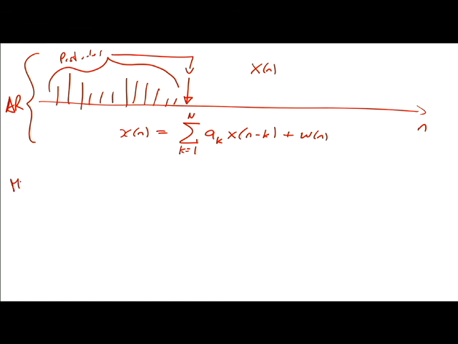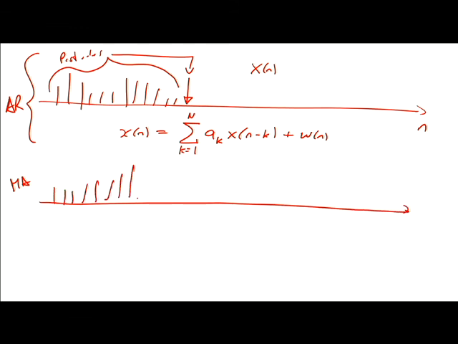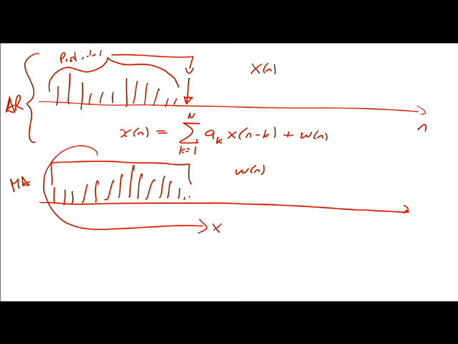Moving average, on the other hand, is I'm looking at omega n and all its values, and I'm saying, okay, I'm taking all these, and from that, I'm going to produce x of n. So I'm taking these and summing them up, averaging them, and saying it's equal to x of n.